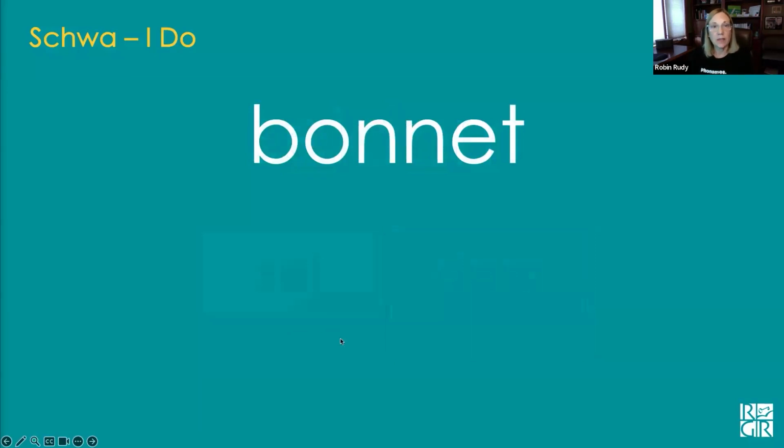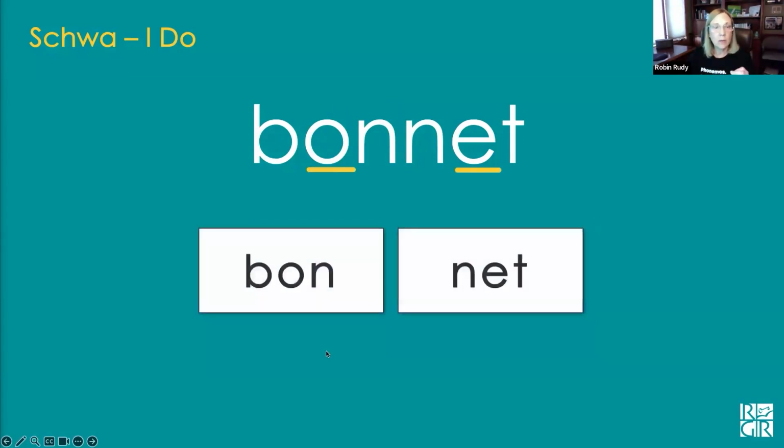Consider this word. If we use our functional strategy, we can see it clearly has two closed syllables. We have two vowels apart from each other, and we get to this. But do we say bonnet? The baby wore a bonnet. No, what do we say? Bonnet, right? So again, we have another vowel letter that is making a sound that we don't expect.